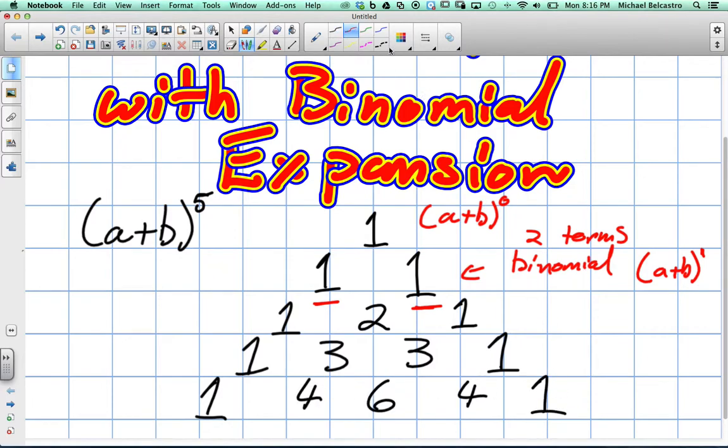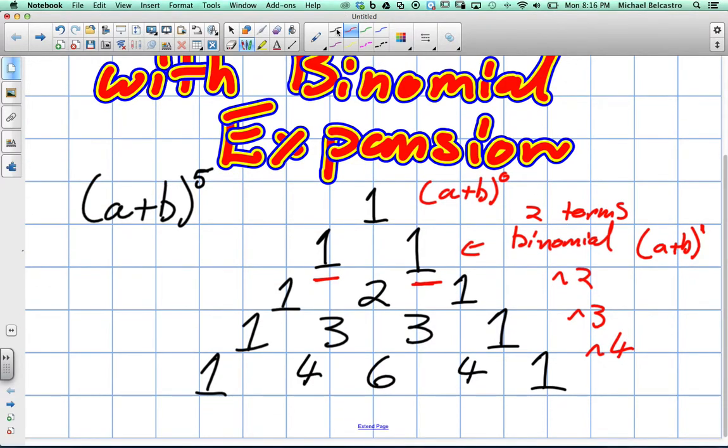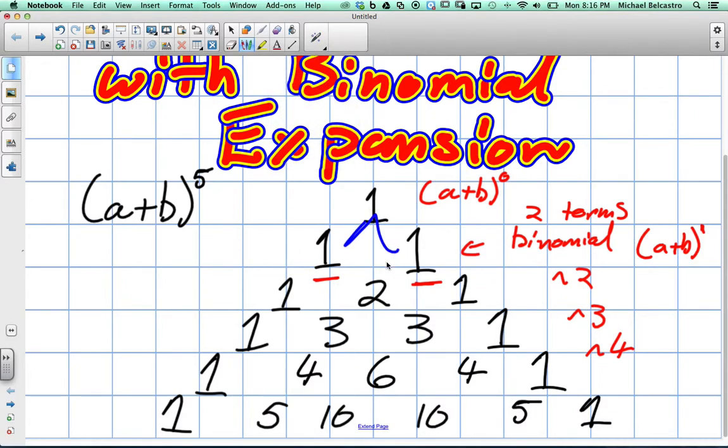Okay. And again, I'm just going to write it like this: power of 2, power of 3, power of 4. This is how you write a power on a computer. And then because we're at the power of 5, we go 1, 5, 10, 10, 5, 1. Are you okay with how I built that? I essentially just add those, right? So we add these 2, we get our 2. Add these 2, 3. Add these 2, these 2, these 2. That's how we get our numbers.